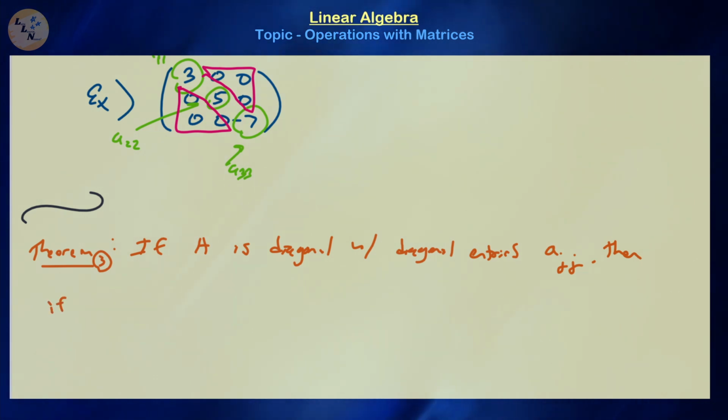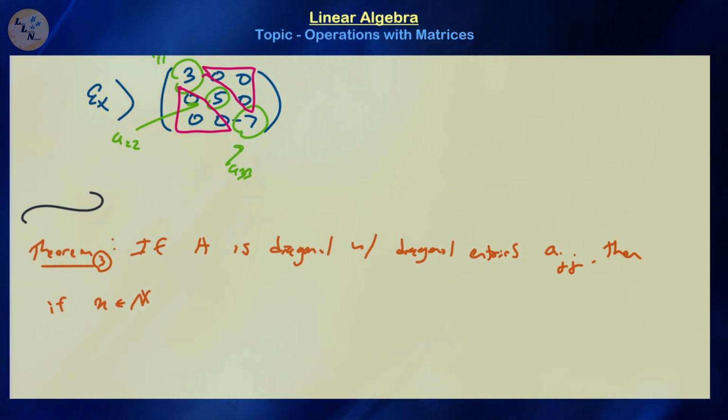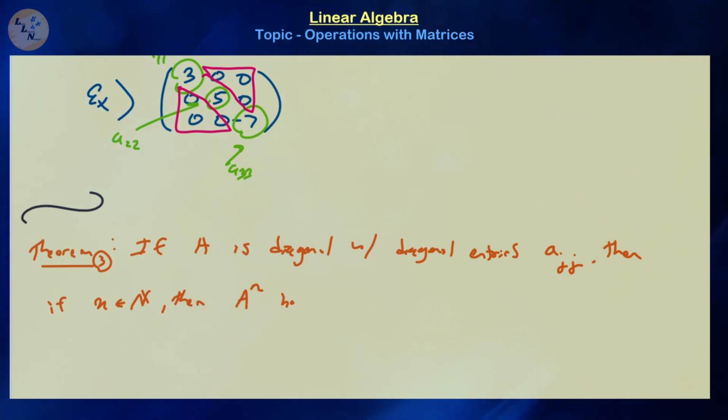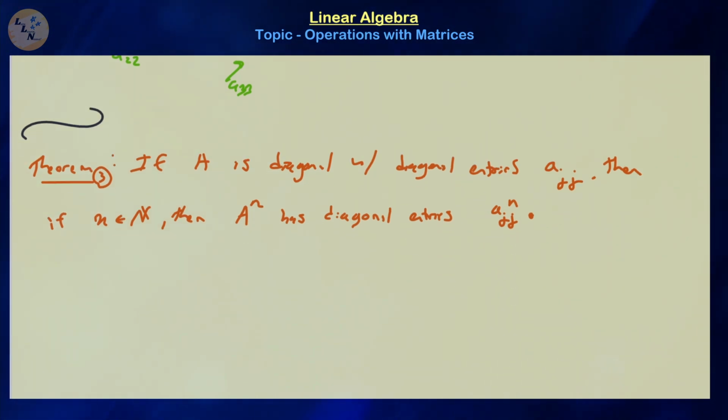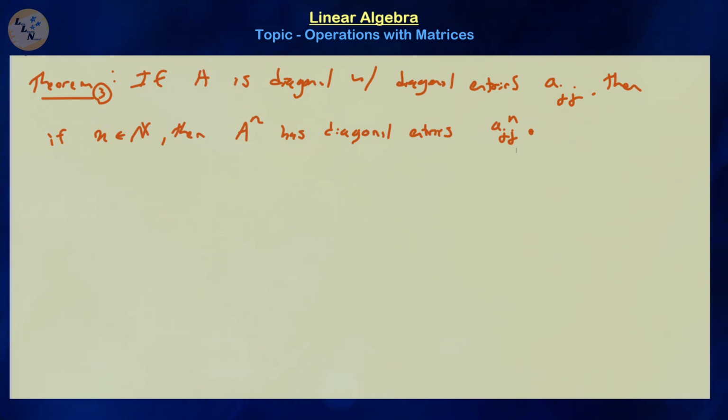Then, if n is a natural number, 1, 2, 3, 4, 5, 6, no fractions or square roots or anything, then A to the power of n has diagonal entries Ajj to the power of n. So now we can start talking about the powers of matrices. If A is a matrix, we can talk about A squared, A cubed, A to the fourth, and stuff like that.